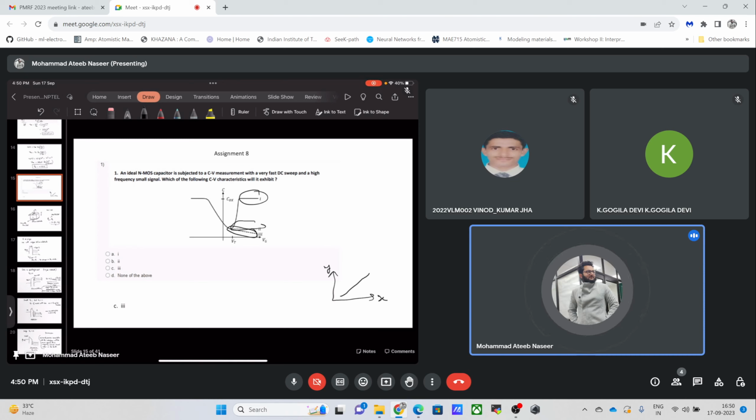There can be different ramping rates for this DC bias. We can increase the slope, we can decrease the slope. So if we consider some slow ramping rate, and we apply this AC signal, we will be able to get the characteristic which will be, for example, more like the first case or second case.